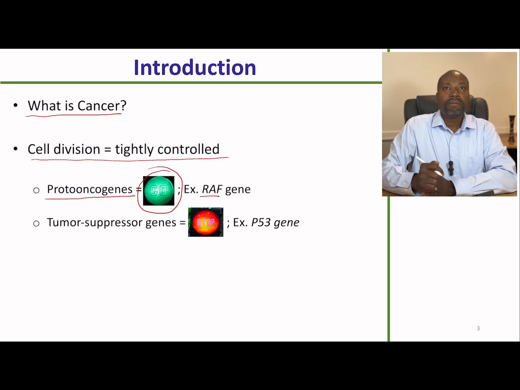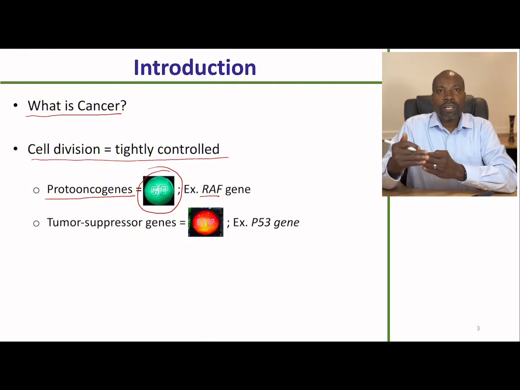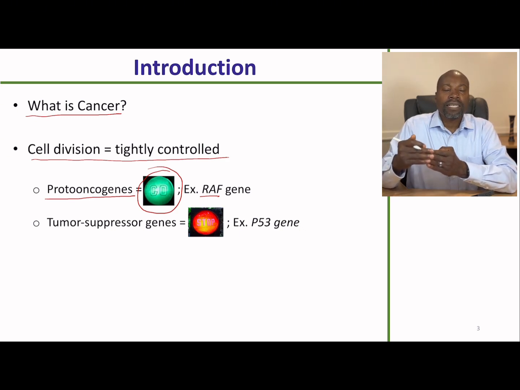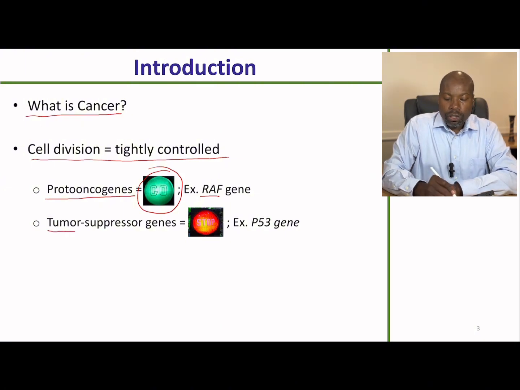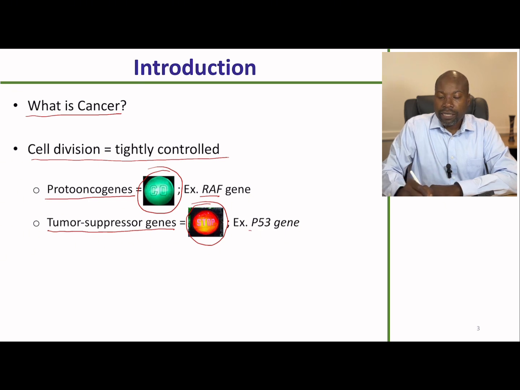And then you have groups of genes that stop cell division or trigger apoptosis, apoptosis being programmed cell death. I want you to remember that. So these genes that stop cell division are called tumor suppressor genes. So they are going to cause cell division to stop. An example of a tumor suppressor gene is the p53 gene.